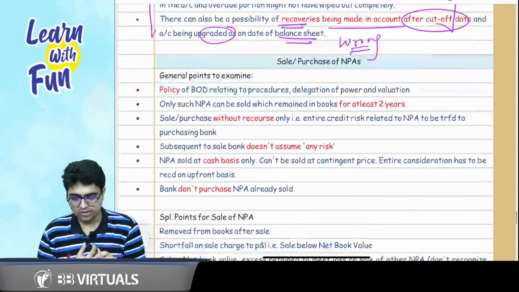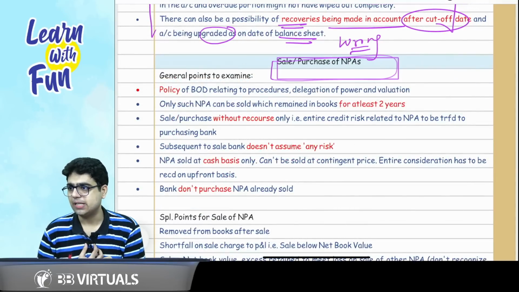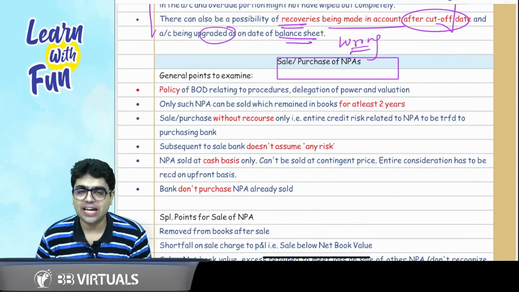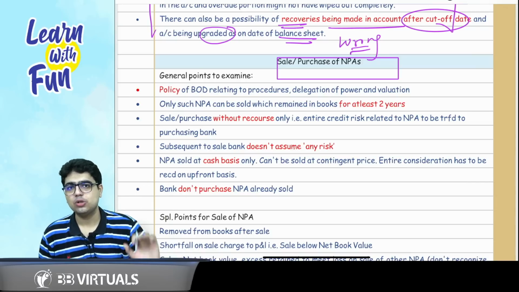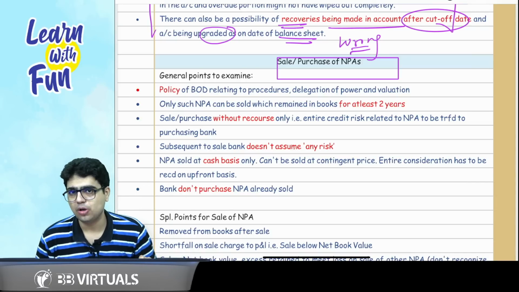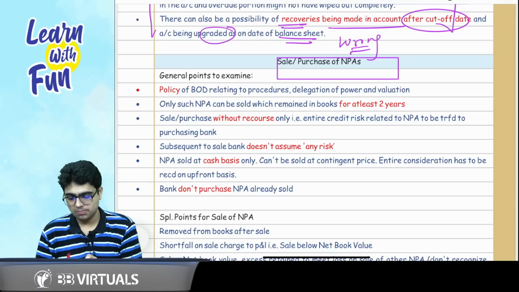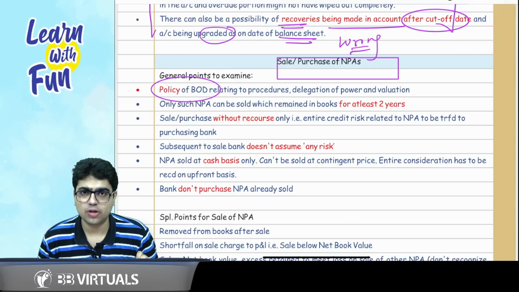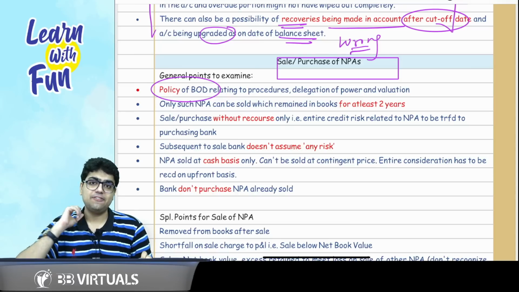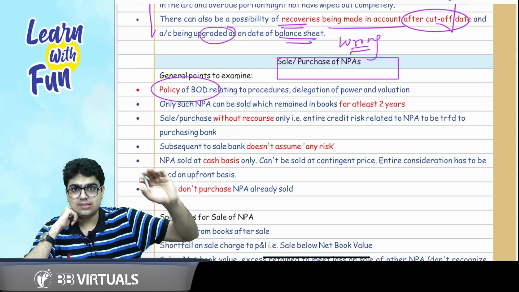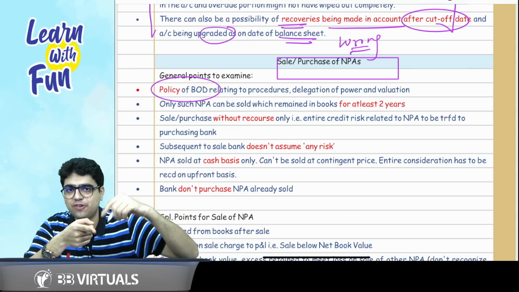Now, sir, the question is about sale and purchase of NPAs. Can we sell and purchase an NPA? Answer is yes. If an NPA has been remaining in your books for a period of 2 years, plus the sale and purchase should be as per the policy of the board. Board of directors will frame a policy. NPA which has been there in your books for at least 2 years, plus this sale will be on non-recourse basis or without recourse basis. That means, first of all, you will sell it for cash.